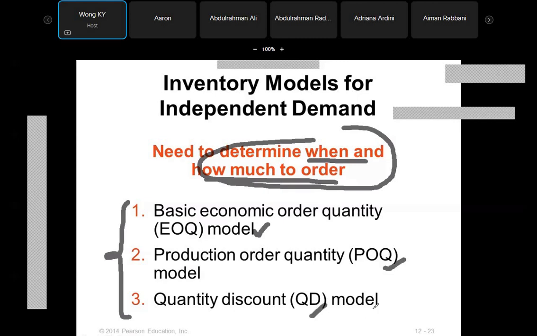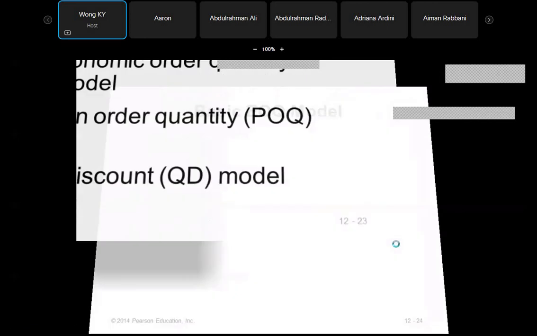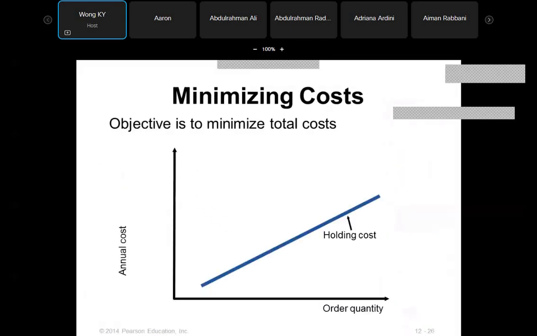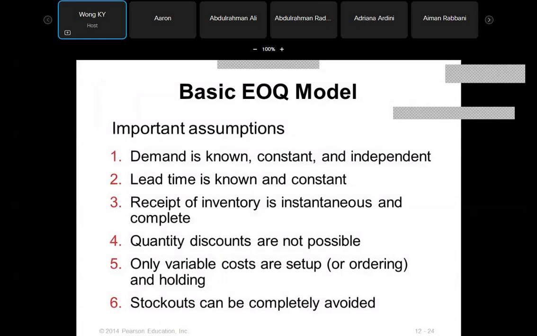So today we have about 1 hour left, less than that. So I will try to complete the first model, EOQ model. Before I show you all the mathematical formulas and things like that, you must first understand the assumptions underlying this model. To use the EOQ model, all these assumptions have to be valid.